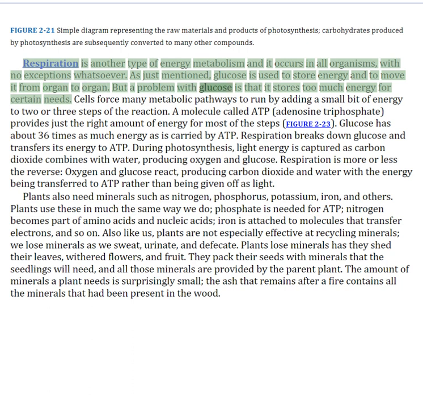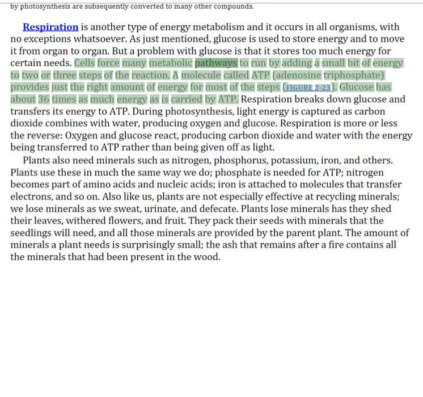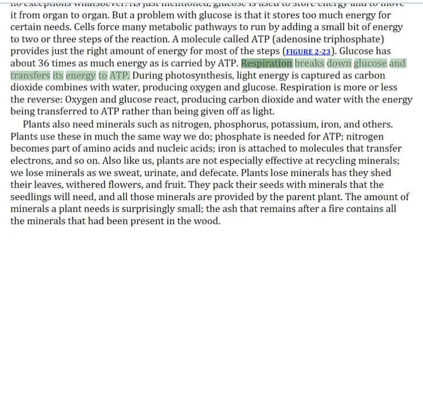But a problem with glucose is that it stores too much energy for certain needs. Cells force many metabolic pathways to run by adding a small bit of energy to 2 or 3 steps of the reaction. A molecule called ATP provides just the right amount of energy for most of the steps. Glucose has about 36 times as much energy as is carried by ATP. Respiration breaks down glucose and transfers its energy to ATP.